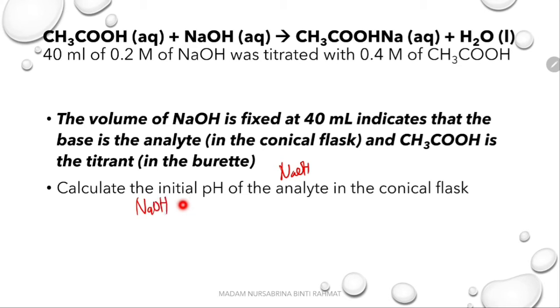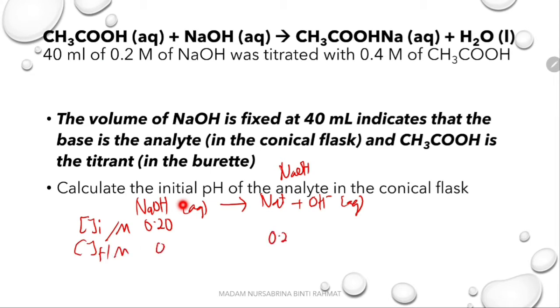NaOH is a strong base which completely dissociates in water. If I have my initial concentration of NaOH to be 0.2, my final is also 0.2 for Na+ and OH-, and 0 for NaOH. So pOH is negative log of the OH- concentration, which is negative log 0.20.